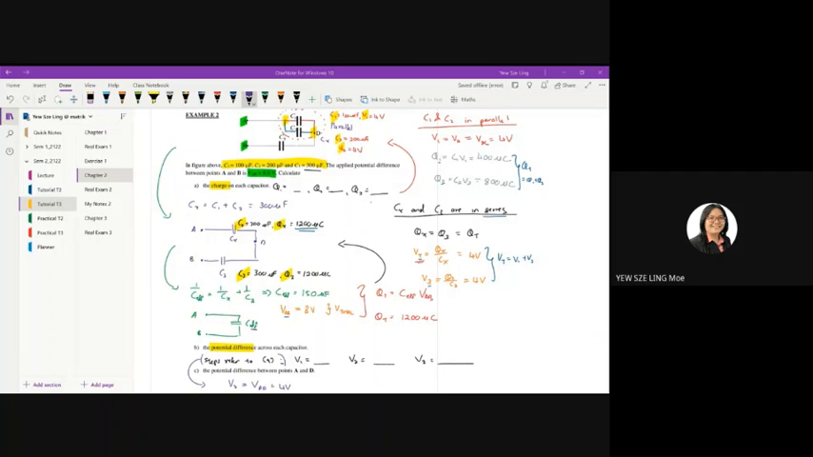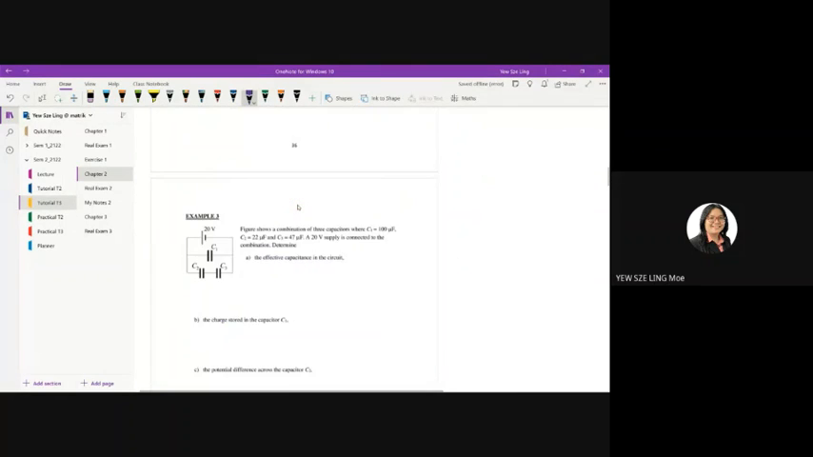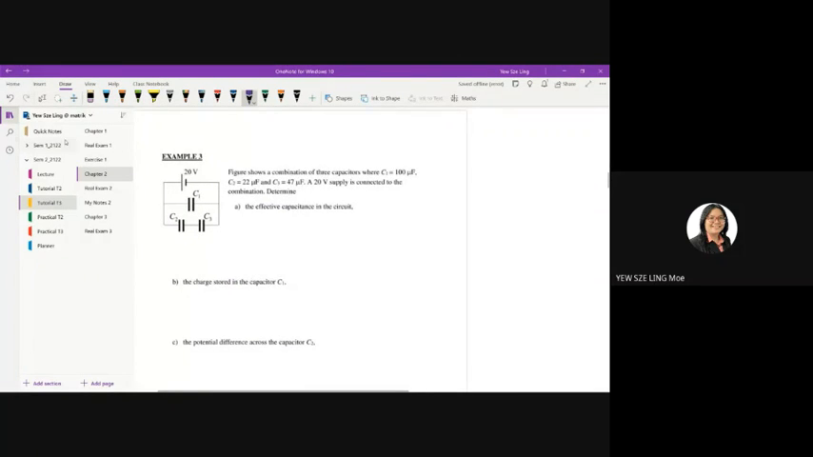Okay, I hope you understand these questions well. Because this type of question is very common in the exam. So at least you have an idea on how to solve it. You understand the concepts on how to solve this kind of question. Okay, next, let us look at example 3.